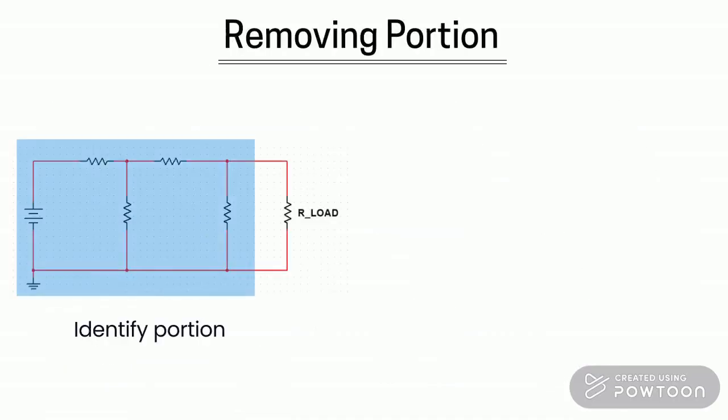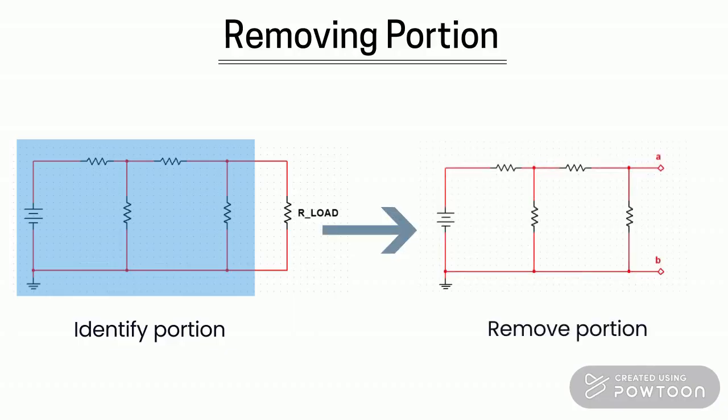The first step is to identify the portion of the network for which the Thevenin equivalent circuit is determined and remove the portion that is not included, which in this case is the load. Then we label the two terminals as A and B. The second step is to find R Thevenin.